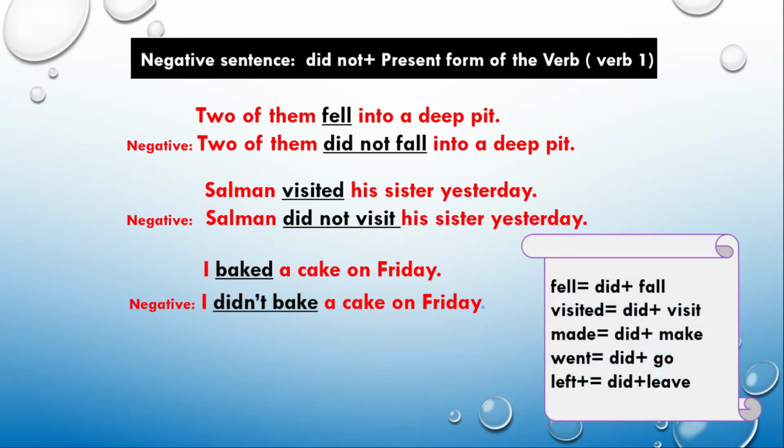See here, when we split the word fell we get did plus fall. Visited is equal to did plus visit. Made is did plus make. Went is did plus go. And left is did plus leave.